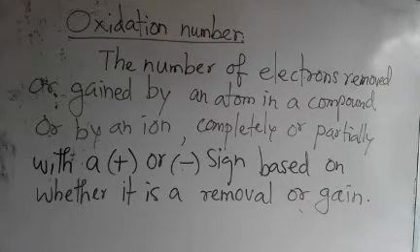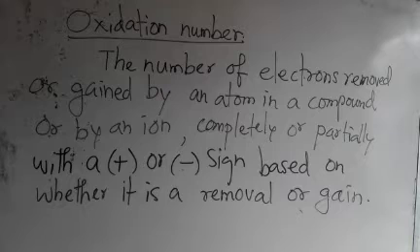Right, our next topic is oxidation number, or we call it oxidation state also. The definition is given here. So you can write this: the number of electrons removed or gained by an atom in a compound or by an ion. The meaning is, atom in a compound means, as an example, if a water molecule is taken, the hydrogen atom and oxygen atom are the atoms. By an ion, so in sodium chloride, sodium ion and chloride ion.